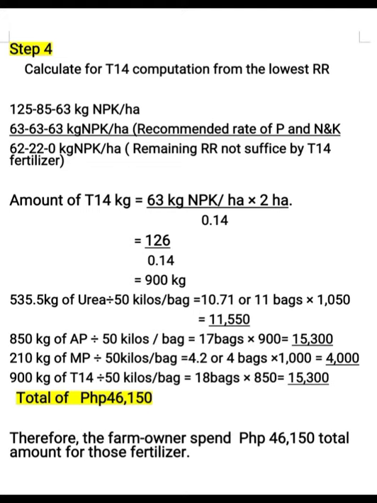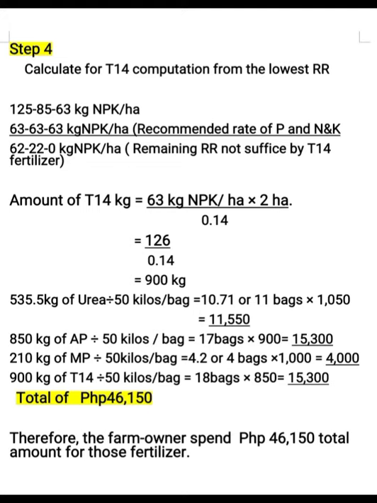is equal to 15,300. 210 kilograms of muriate of potash is divided by 50 kilos per bag, equal to 4.2, or 4 bags, times 1,000 is equal to 4,000. 900 kilograms of triple 14 is divided by 50 kilos per bag, equal to 18 bags times 850 is equal to 15,300.